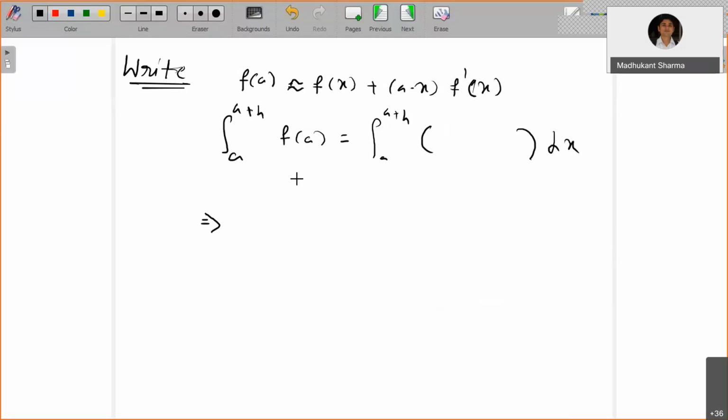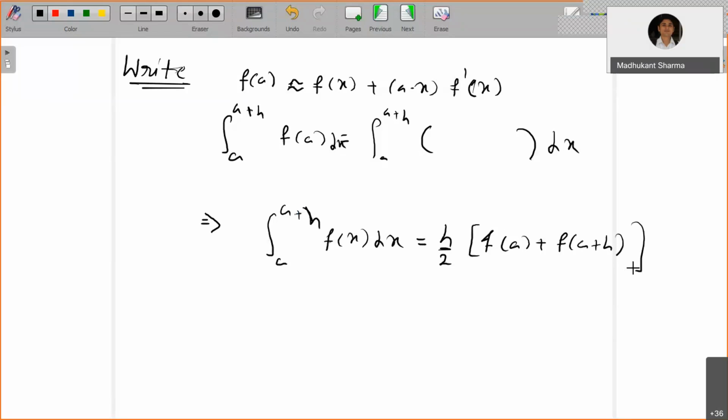this should imply, you can integrate this. Okay, and you know how to integrate with respect to x. You can show that integration a to a plus h f of x dx will be h by 2 times f of a plus f of a plus h. So I have considered a general interval a to a plus h, with the length of h. Now instead of a, you can take 0 as well, or x0 to x1 or x1 to x2 and so on.